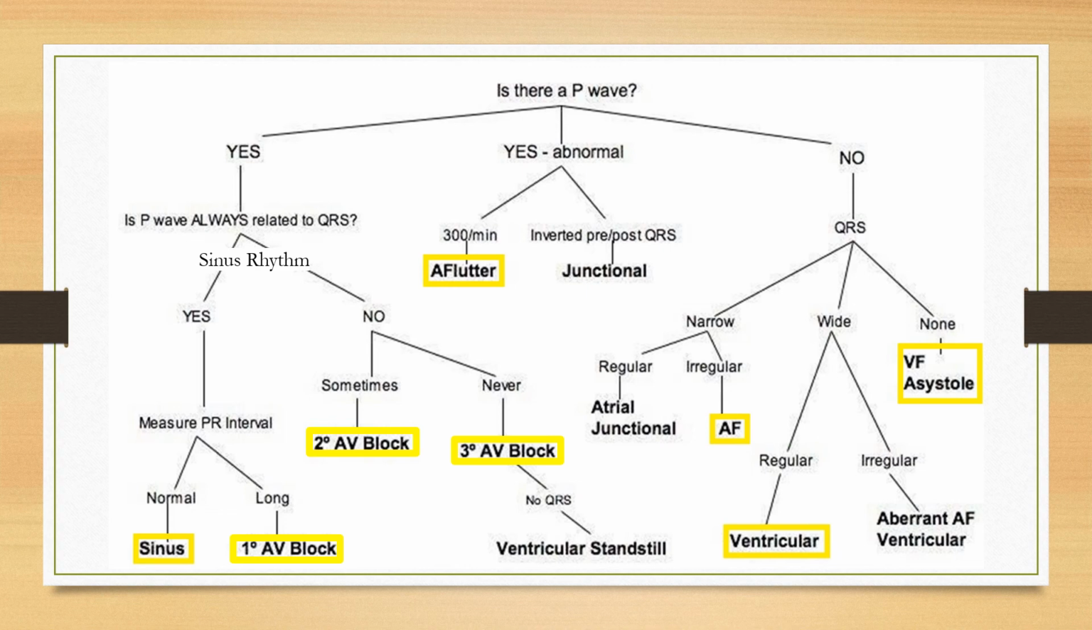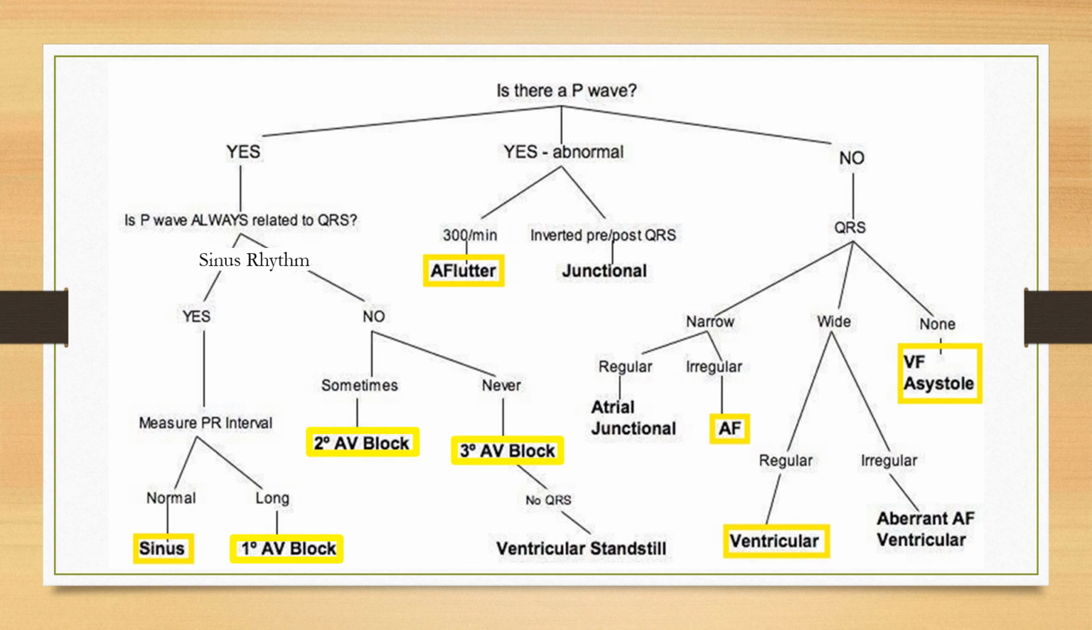Let's go over to the far right. Is there a P wave? No, there's no P waves. Okay? So there's no P waves. What should I think of? Well, let's look at the QRS now. Is it a narrow QRS? So if it's a narrow QRS, it means it's still using the nerve fibers of the heart, and that's what makes it narrow. It makes it fast, right?